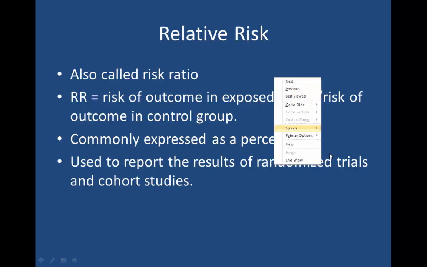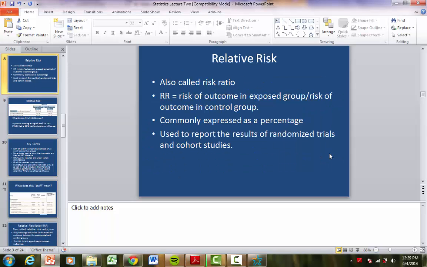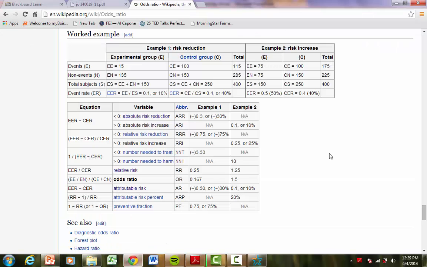But it's calculated differently. So I'm going to go to that Wikipedia site again, and let's compare. Here was odds ratios. Do you see how they did the math here? And I can always go back up here for my definitions of what were the pieces I plug in for the math.